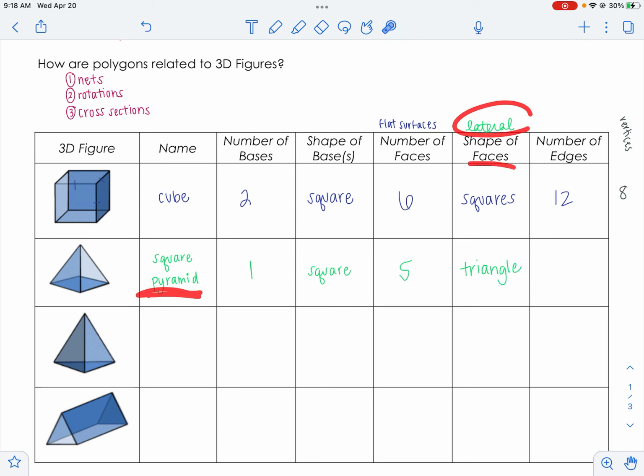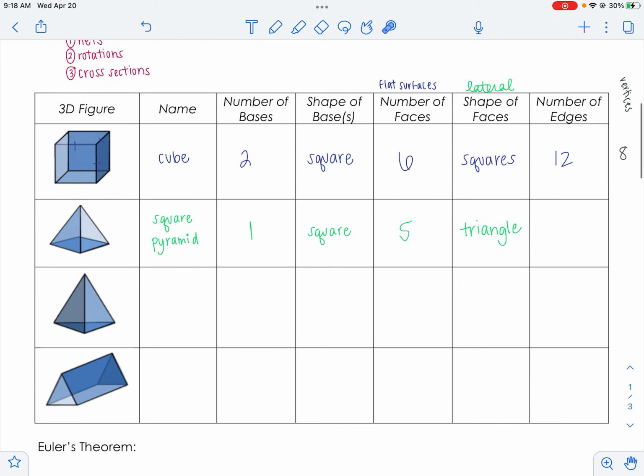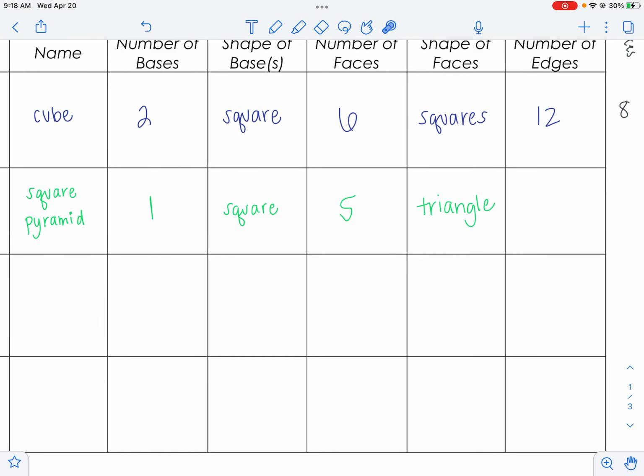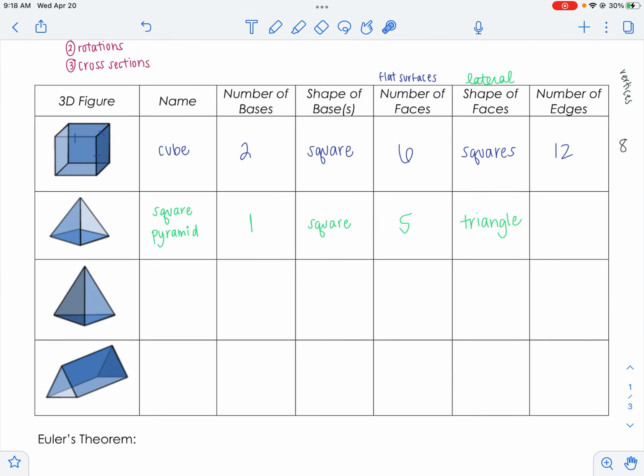So just a heads up, pyramids should have lateral faces that are triangles, and prisms will have lateral faces that are rectangles. That's a very quick way to check: if it's a pyramid, your lateral faces will be triangles. If it's a prism, then your lateral faces will be rectangles. And feel free to take some extra notes as you're going through. If I say something a few times and you want to write it down, that's always great.